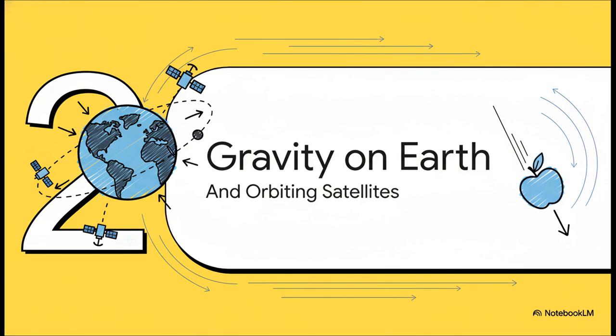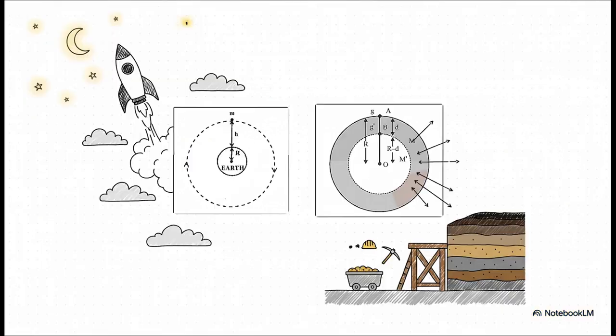Okay, so we've got the big universal law down. Now, let's zoom back in, right here to our home planet. We're going to see how gravity works specifically on Earth, and, more importantly, how we use that knowledge to get satellites up into space and keep them there. We all learn in school that g, the acceleration due to gravity, is a constant, right? 9.8 meters per second squared. Well, that's not exactly the whole story.